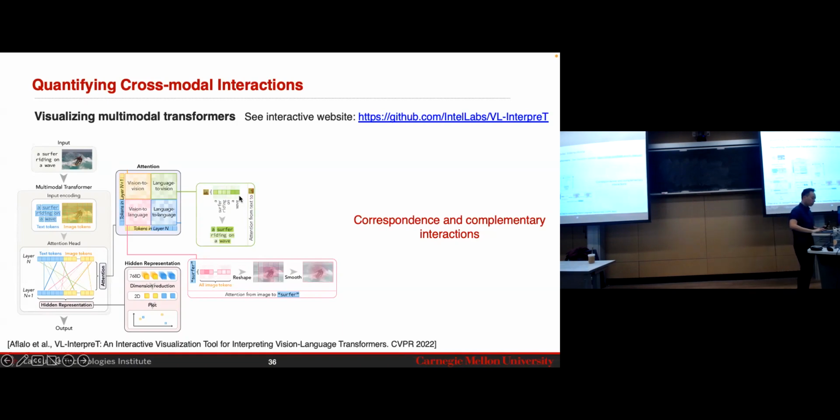For example, you can take a keyword like the surfer. This is the attention from the image to the word surfer. You can actually see that the attention maps do highlight the surfer in the image when they attend to the word surfer in text. Cool. And they also have this website that you can play with to visualize some of these transformer models that you've trained.